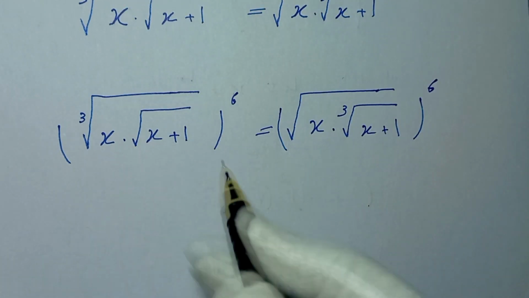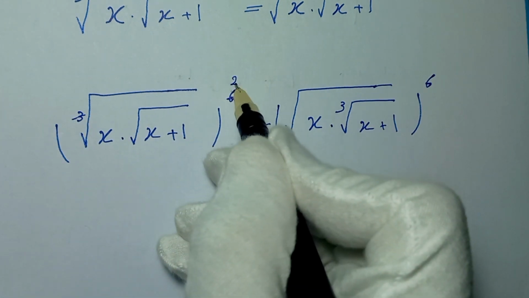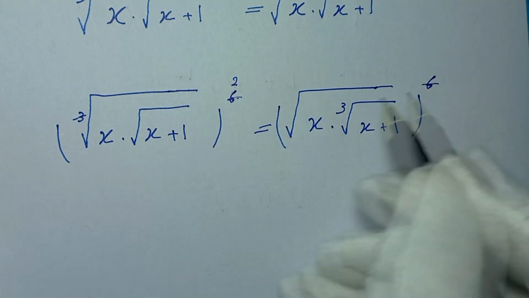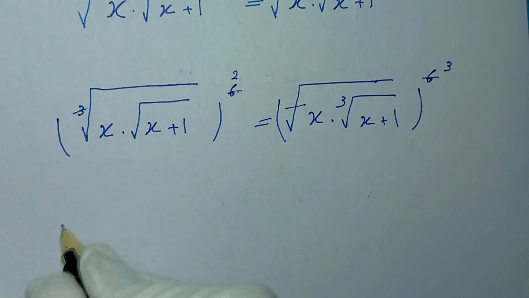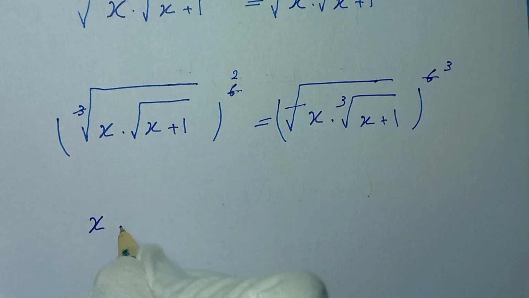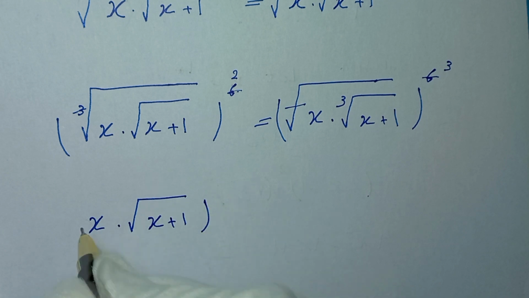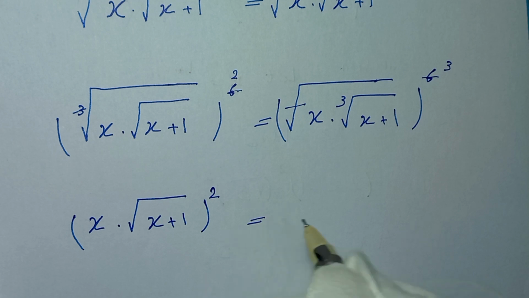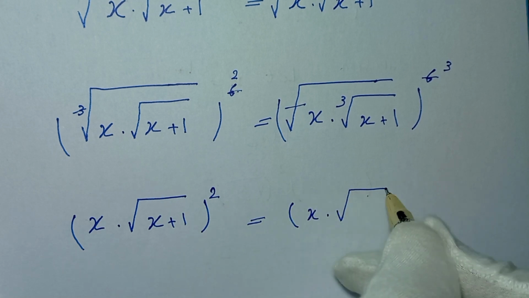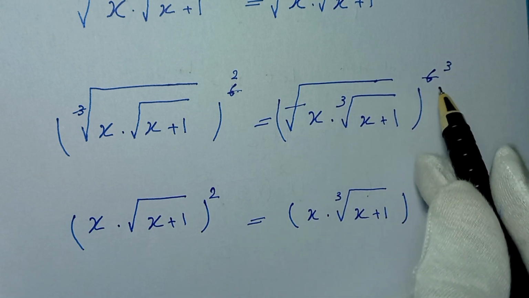So in here, this 6 cancels this 3 by 2, and this 6 will cancel this square root by 3. So it will be x times the square root of x plus 1, to the power of 2, is equal to x times the cube root of x plus 1, to the power of 3.